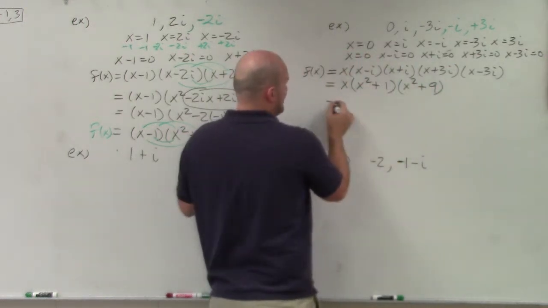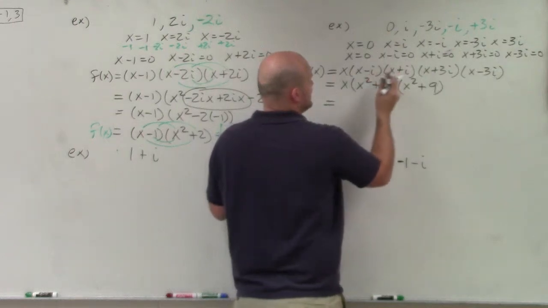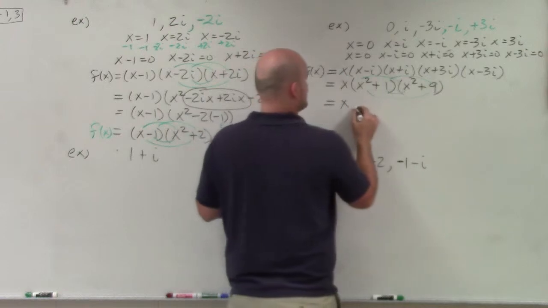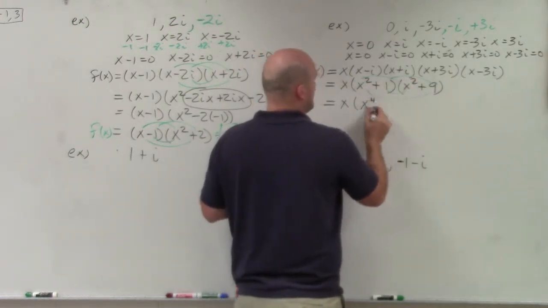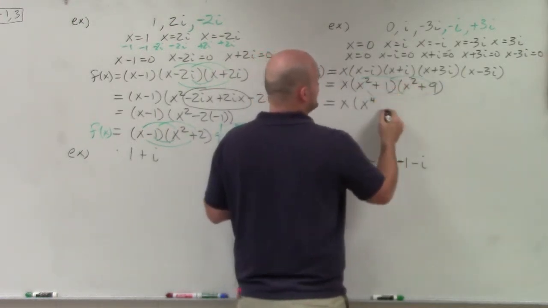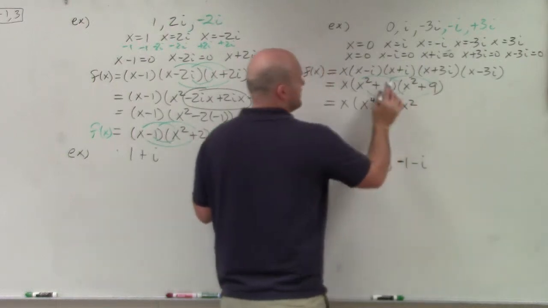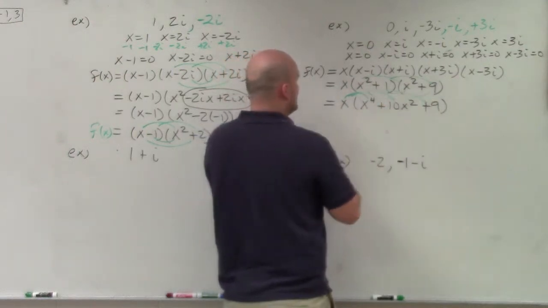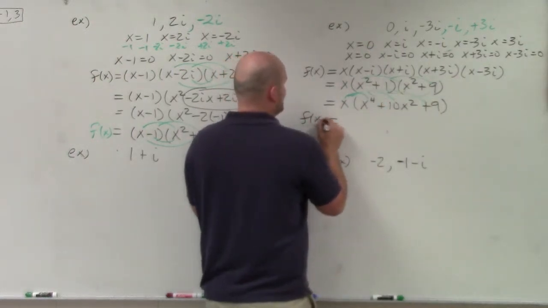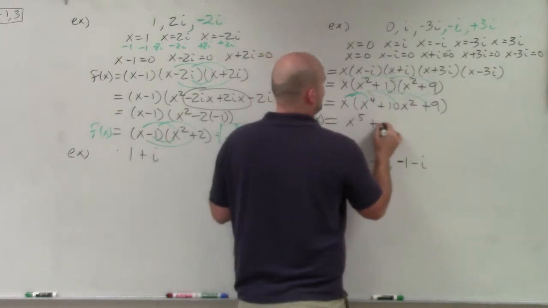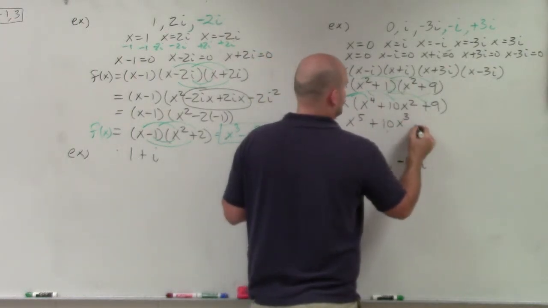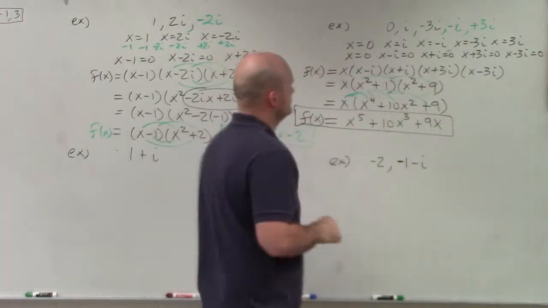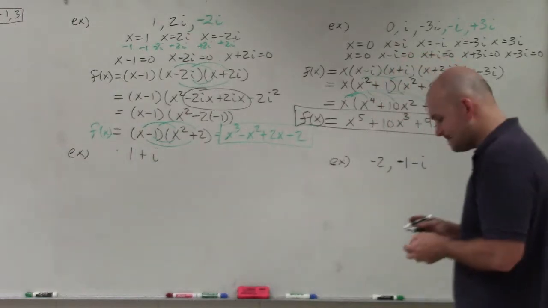Now I can simply multiply those by using the distributive property. So I have x times x squared is x to the 4th. That becomes 9x plus x, so it's plus 10x squared, and then plus 9. Then I apply the distributive property here, and my final answer is f of x equals x to the 5th plus 10x cubed plus 9x. And there you go. It really wasn't that bad.